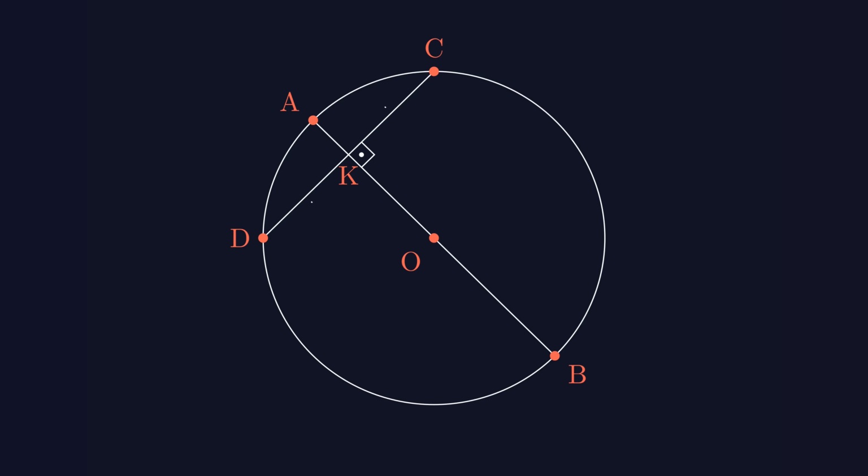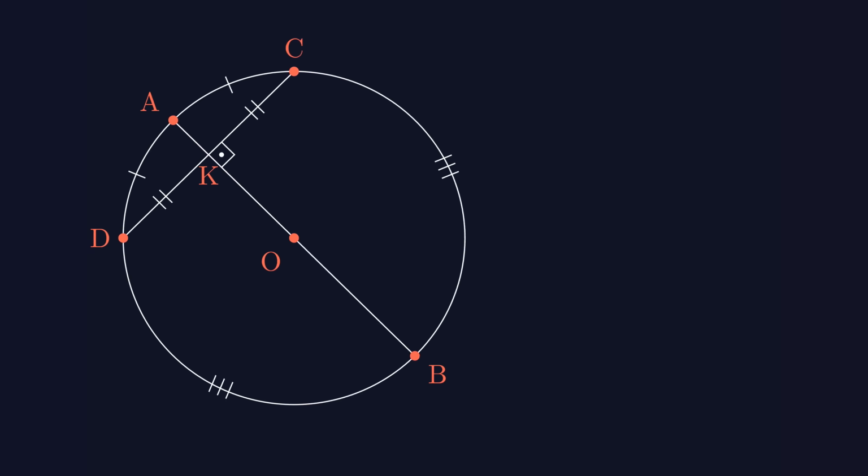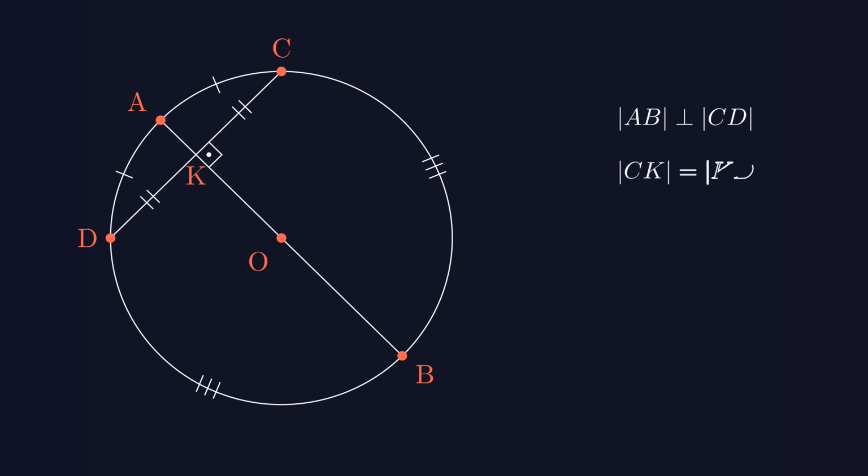And if AB is a diameter, and CD is a chord perpendicular to it, then CD and the arcs it cuts off are divided into two equal parts. This one should be pretty easy to prove. So I'll leave that as your assignment.